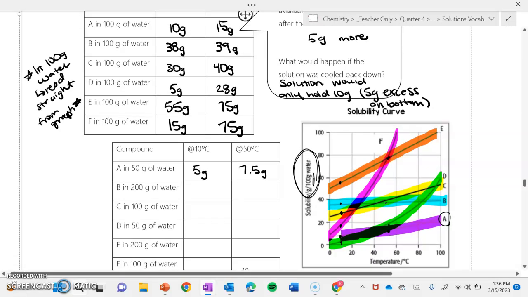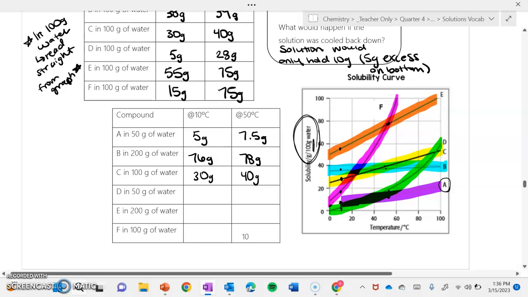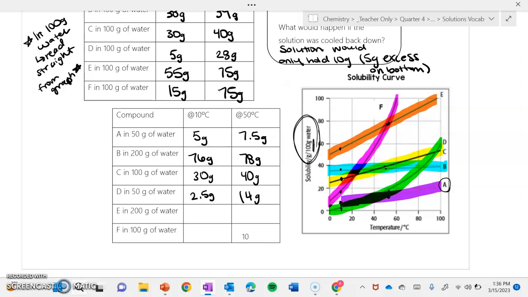So B is 200. That's going to be double of what we found in the previous table. Doubling your numbers. C is still 100 grams, so that will stay the same. D is in 50 grams of water, so this is half again. We're taking half of those values from the previous table. Then E, this should say 200 grams, it does, so we need to double this from our first table. Okay, and F, 100 grams, same as before.